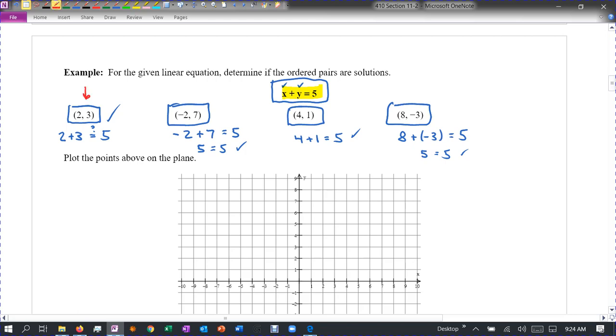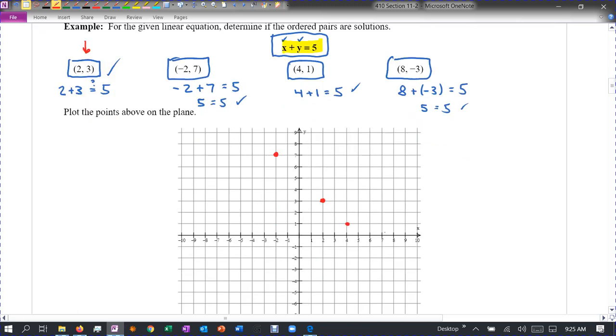So let me do 2, 3 first. I go to the right 2, go up 3, I put a dot. Next one, negative 2, 7. So I go left 2, up 7, puts me here. The next one is 4, 1. So I go right 4, up 1. And the last one is 8, negative 3. So I go to the right 8, down 1, 2, 3. There we go. There are the solutions.